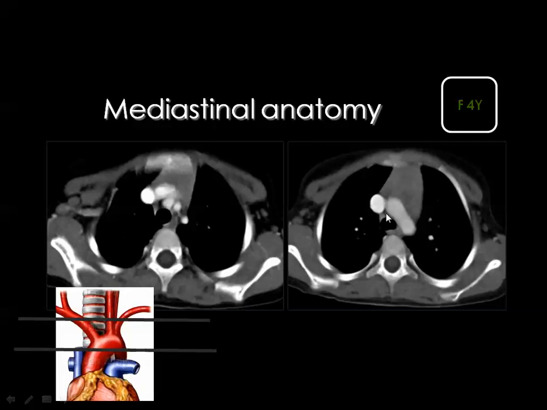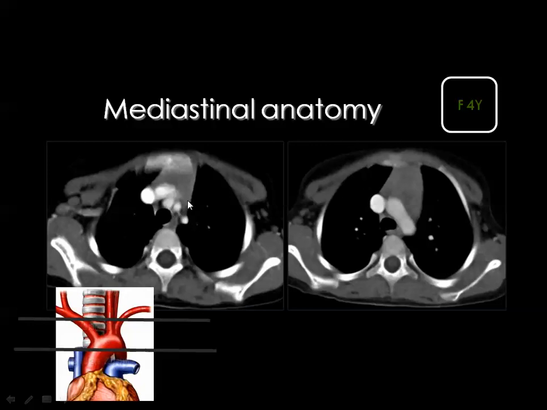If you go up, if you go above this section, you will see the branches coming out from the arch of the aorta. And these are the left subclavian, left common carotid, and the innominate artery. And here are the three branches, the left subclavian, left common carotid, and the innominate artery.